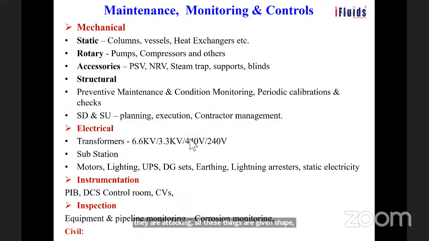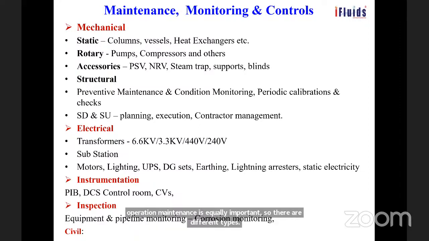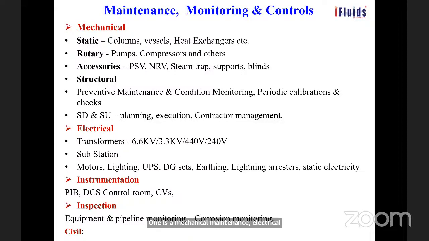And now we are coming to maintenance. Maintenance is a very important aspect. Without maintenance, refineries cannot function. It's not only operation; maintenance is equally important. So there are different types. One is mechanical maintenance, electrical, instrumentation, and inspection. They have to work together.